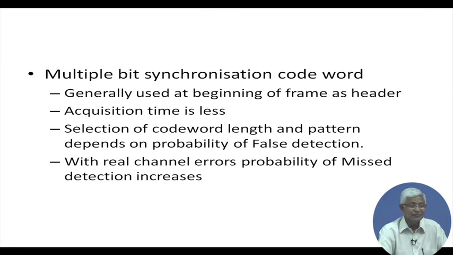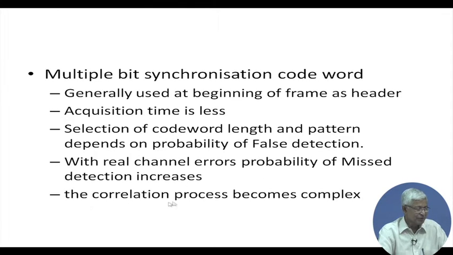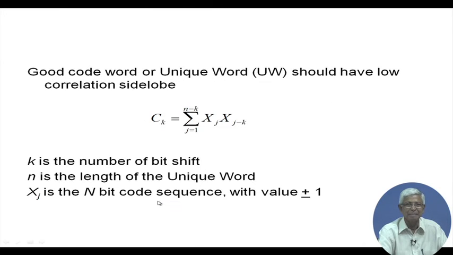And in real life, there are errors. So, even if it is a correct data frame, if an error appears in it, then you will miss it. So, missed detection will increase. So, the correlation process becomes complex. Here also the correlation process is complex.